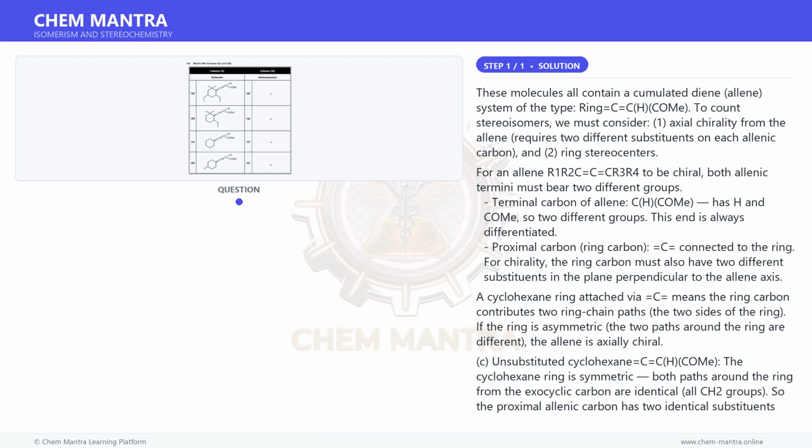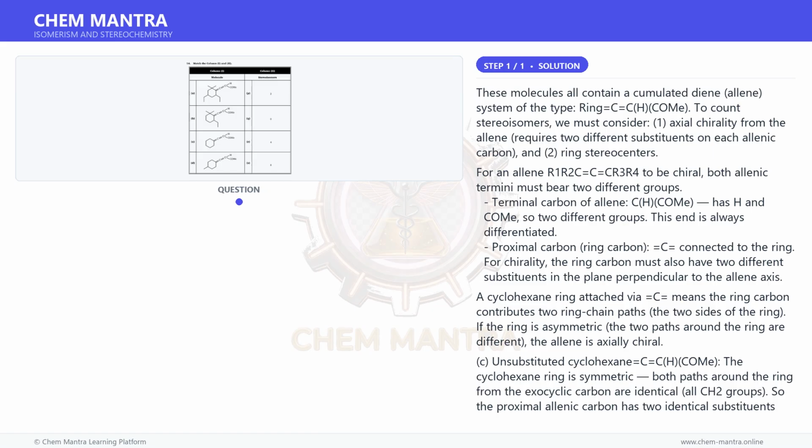The proximal carbon, the ring carbon in ring=C=, is connected to the ring. For chirality, the ring carbon must also have 2 different substituents in the plane perpendicular to the allene axis. A cyclohexane ring attached via =C= means the ring carbon contributes to ring chain paths, the 2 sides of the ring. If the ring is asymmetric, the 2 paths around the ring are different, and the allene is axially chiral.